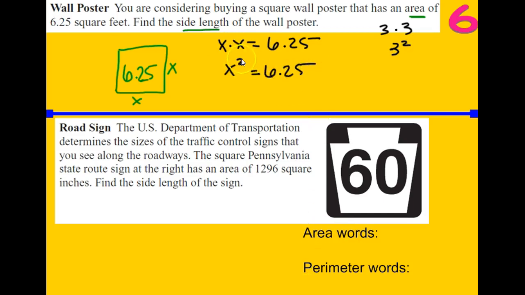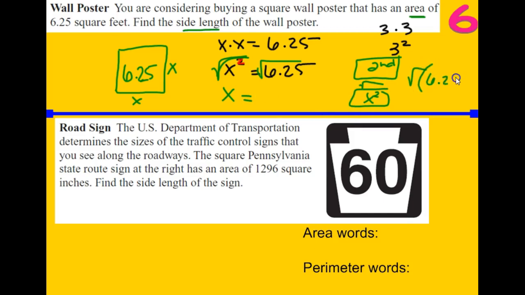So to get rid of this square, the opposite of a square is the square root. So we're going to take the square root on both sides. That leaves us with just x. And the square root of 6.25, in your calculator, you have to push the second button, the yellow one, and then the x squared button above that is the square root. It'll put a square root like this in your calculator, and you have to type in 6.25 and push enter, and you should get exactly 2.5. So one of the sides is 2.5.